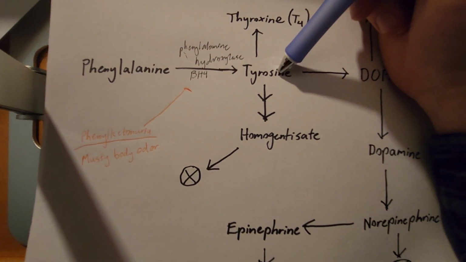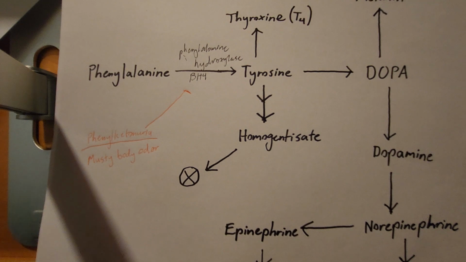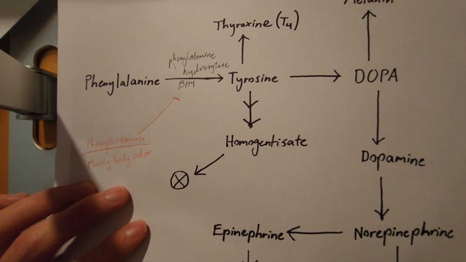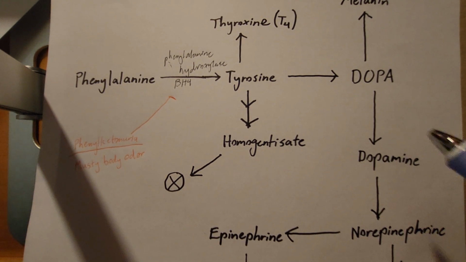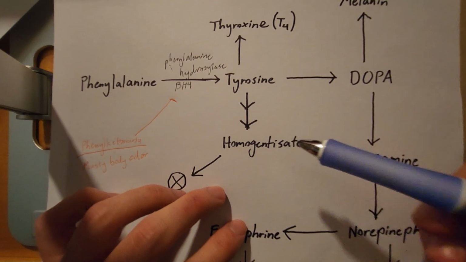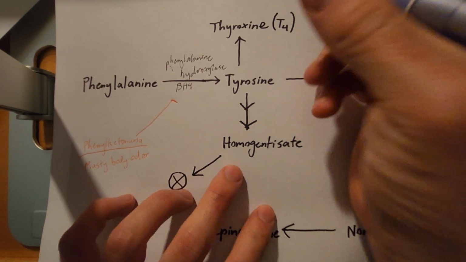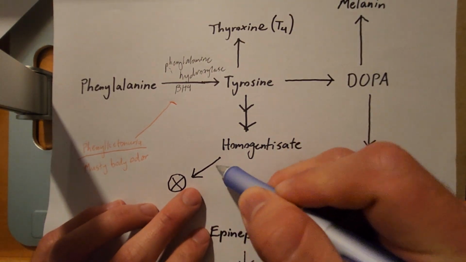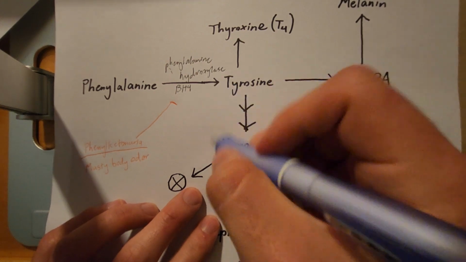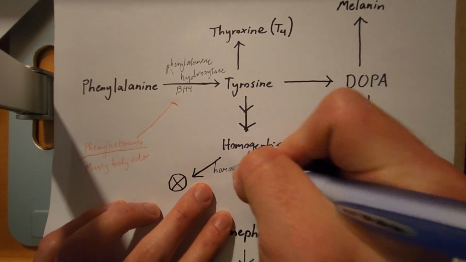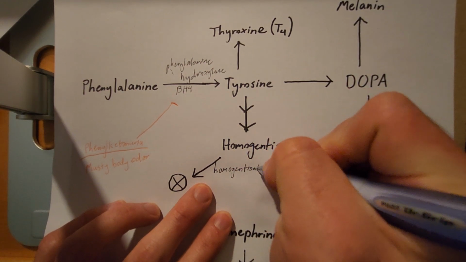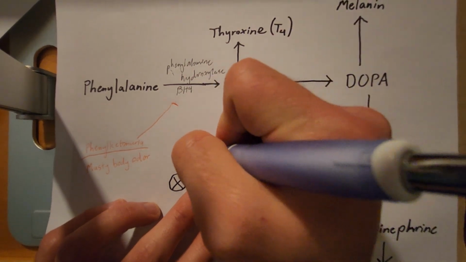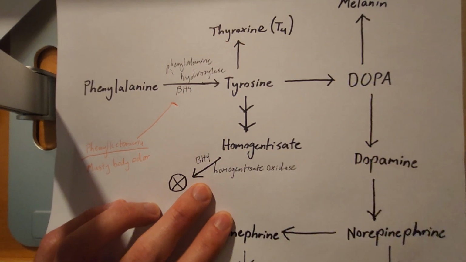So once we've synthesized the tyrosine, we can go one of a few different directions. One of them is thyroid hormone synthesis. Nothing else to really talk about there. But in this pathway down below is the synthesis of homogentisate. You don't need to know the enzymes here, but you do need to know the enzyme in the metabolism of homogentisate. And that is driven by this enzyme known as homogentisate oxidase. And I believe this is also reliant on BH4 as a cofactor.